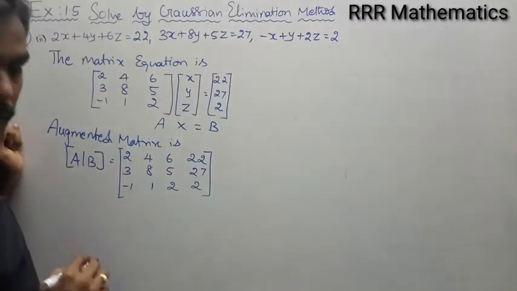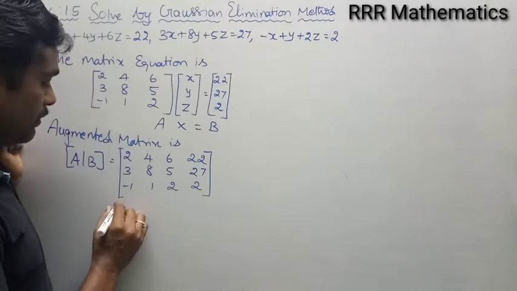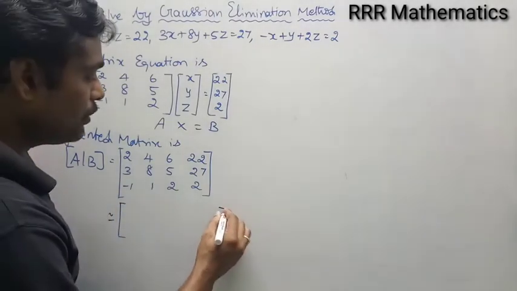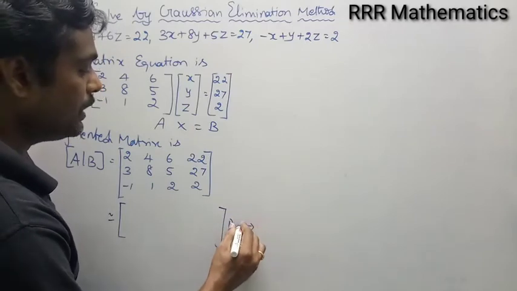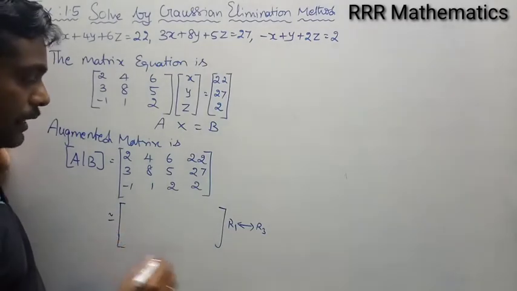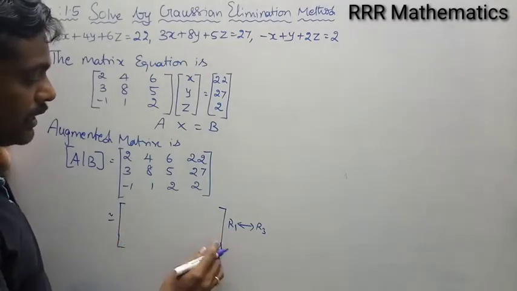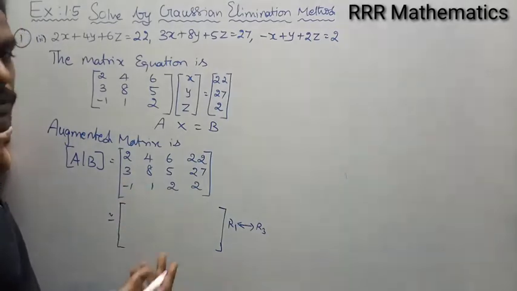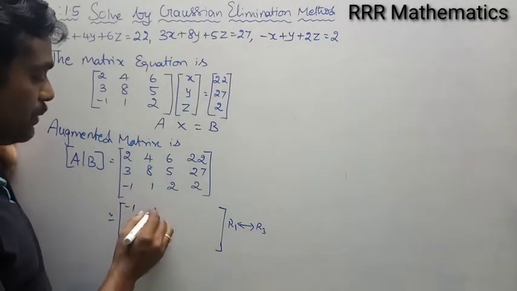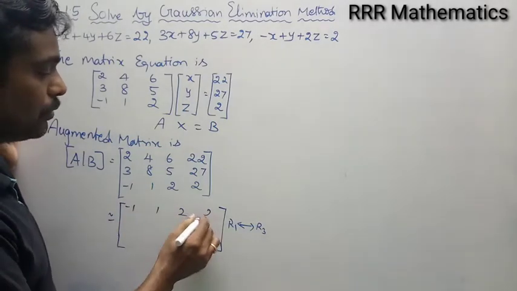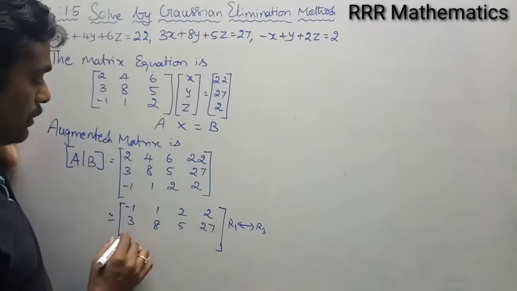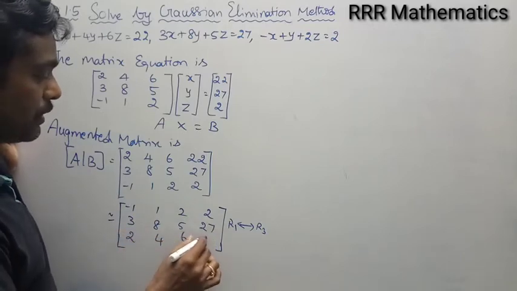Now we want to bring it into echelon form. Very first step, if the position A11 has 1, someone is very comfortable to proceed with the problem. So, I can interchange R1 and R3. When you interchange R1 and R3, you will get the position A11 as minus 1. So, minus 1 or plus 1 doesn't matter. If it is 1, someone is very comfortable to proceed. So, first row becomes minus 1, 1, 2, 2. Second row as it is. Third row becomes 2, 4, 6, 22.